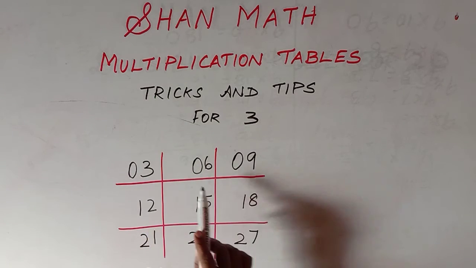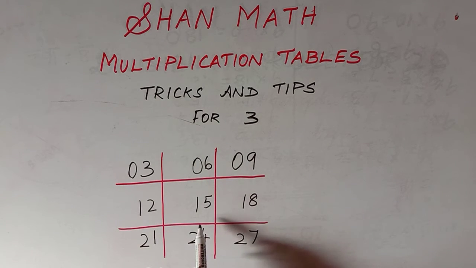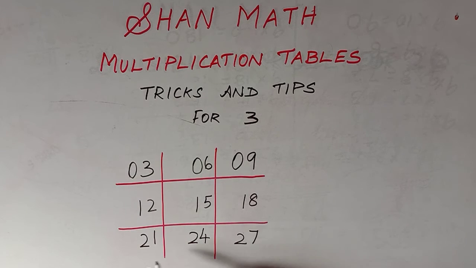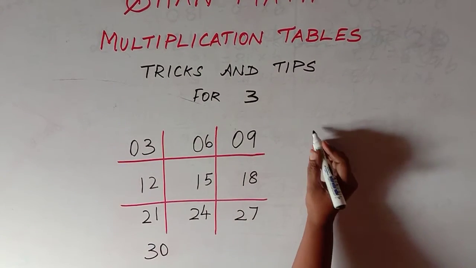3 ones are 3, 3 twos are 6, 3 threes are 9, 3 fours are 12, 3 fives are 15, 3 sixes are 18, 3 sevens are 21, 3 eights are 24, 3 nines are 27, and 3 tens are 30. Shall we write the table here?